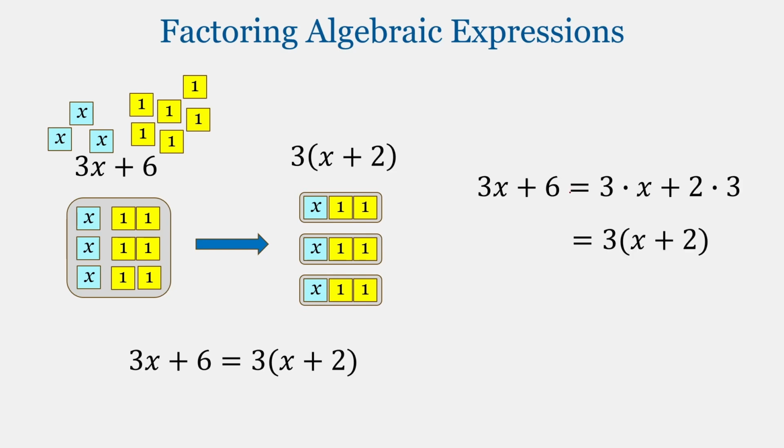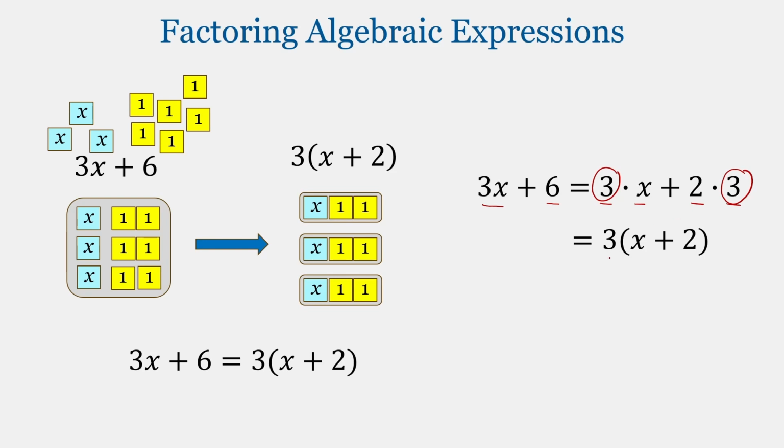Instead of using tiles, we can also do this by finding the greatest factor common to all terms in the expression. So for the term 3x, the factors are 3 and x, 3 times x. For the term 6, well, we can factor the 6 to 2 times 3. A common factor to both terms is the factor 3. In this case, it happens to be the only factor, so therefore it is the greatest common factor.